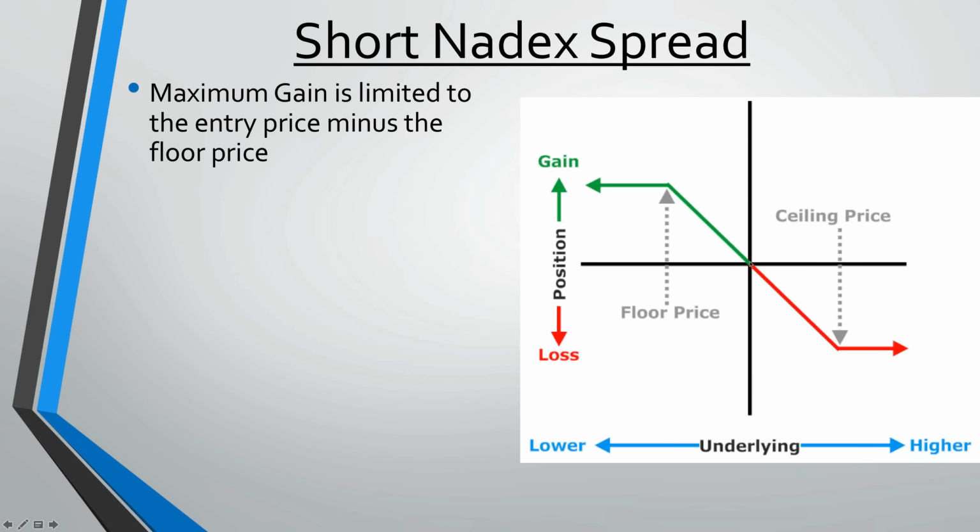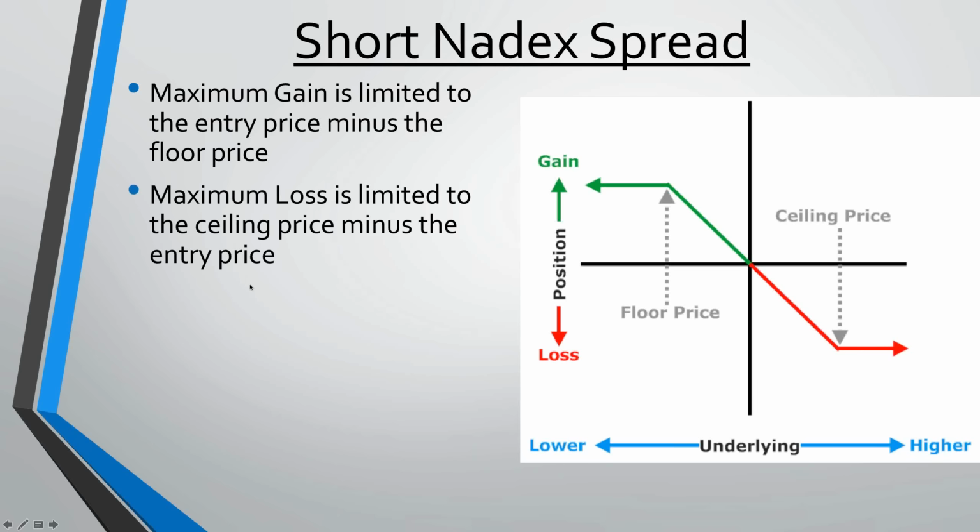Vice versa, if the underlying goes higher, your maximum loss is capped by the ceiling price, where this goes horizontal. Very beneficial. And we went over in our last webinar why some people say, well, it's great that my loss is capped, but I don't want my gain to be capped. Well, we went over that in the last webinar.